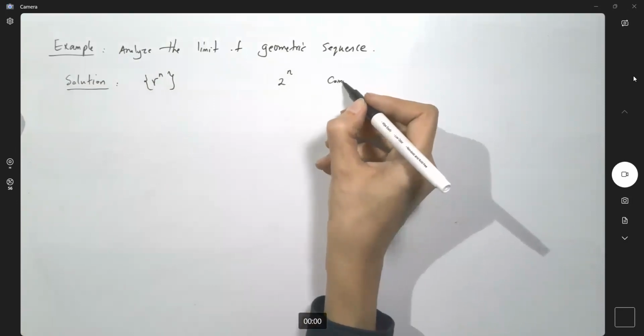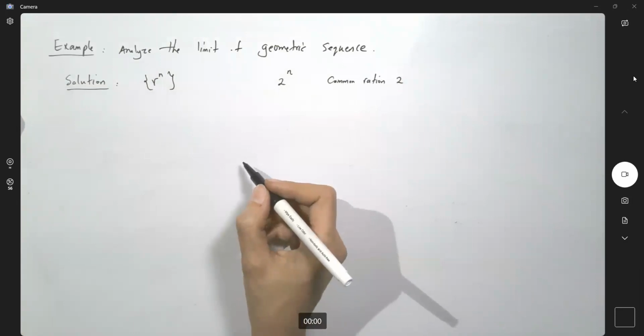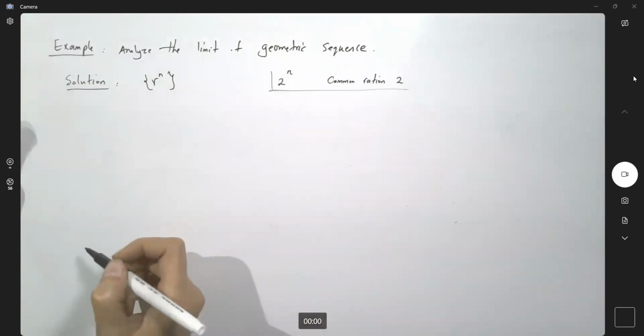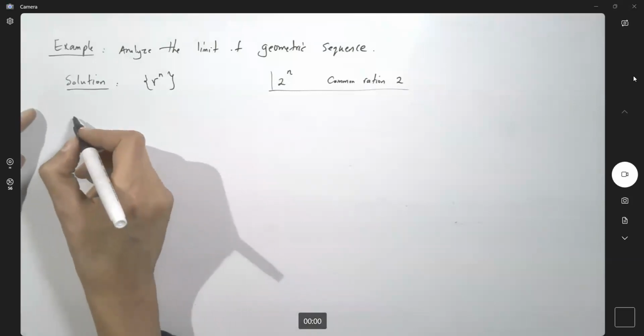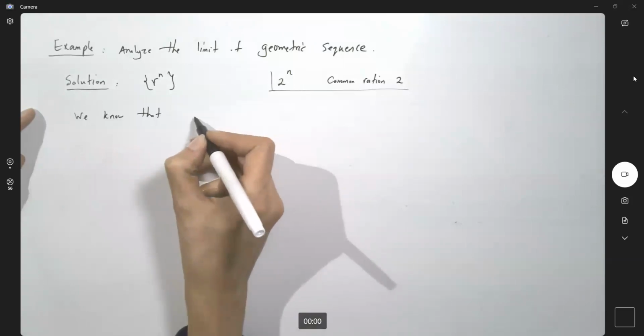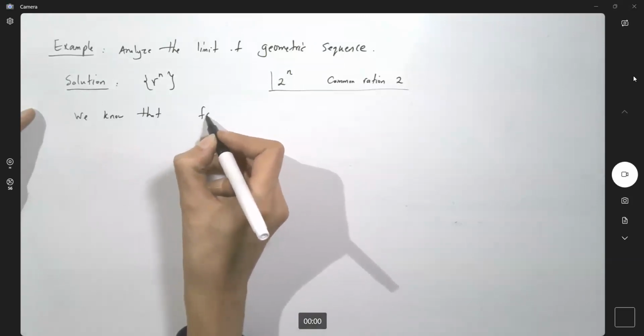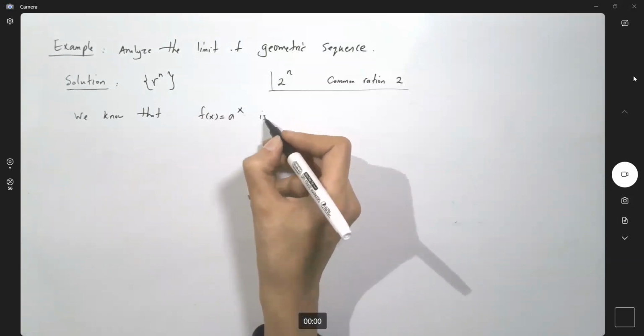The common ratio is 2. Okay, so what about this guy here? We know that from algebra, f of x equals a to the power x is an exponential function.